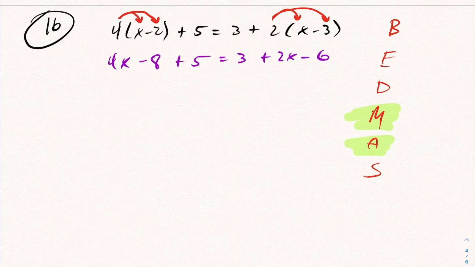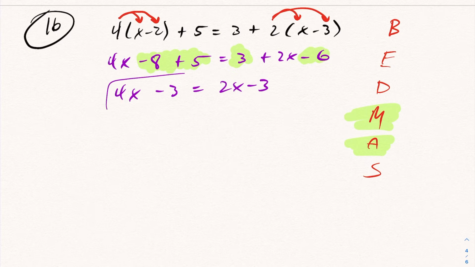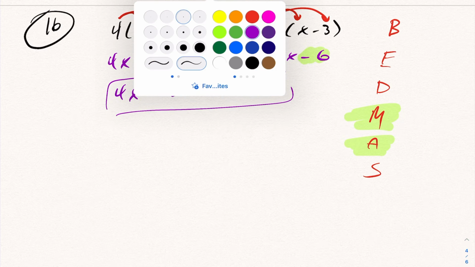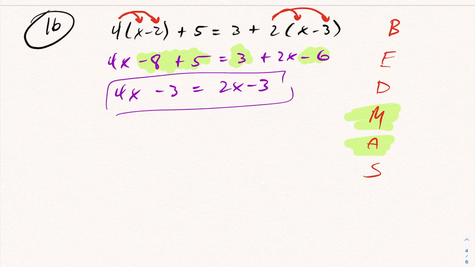Now before you start moving stuff around, you should collect like terms. And you'll notice here these are like terms. I can reduce that to become a minus 3. And likewise here, positive 3 and negative 6 were reduced to become minus 3. Now again, we're back to an older question we've done previously. I'm going to subtract 2x on both sides of the equation. That gives me 2x minus 3 is negative 3. Notice I put that minus 3 back down.